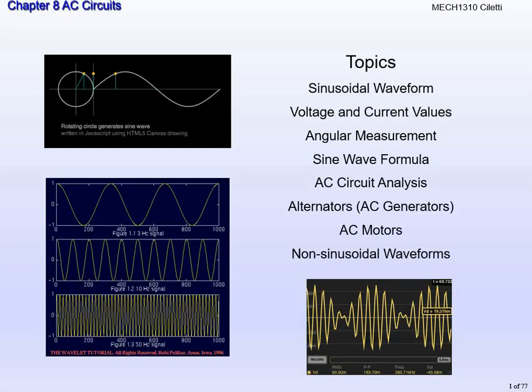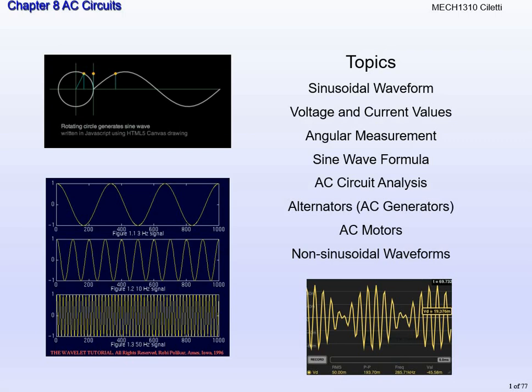All right, we're starting lecture 8, chapter 8 here in your book. We're going to be over AC circuits. Some of the topics we're going to cover are sine waveforms, or sinusoidal waveforms. We can talk about sine and cosine a little bit, and leading and lagging current. How do the voltage and current values change?